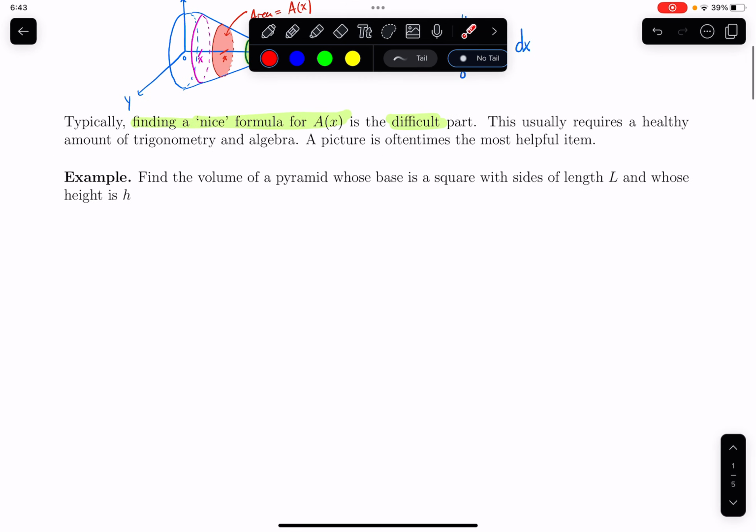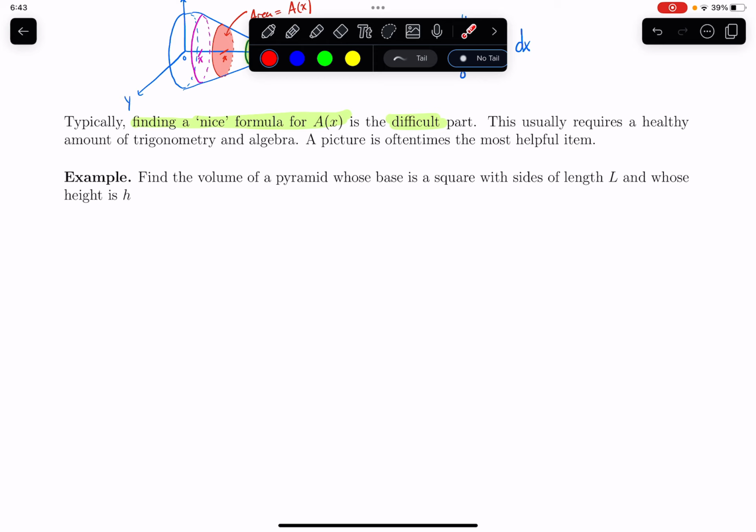Find the volume of a pyramid whose base is a square with side length L and whose height is given by h. This is a question that was asked a long time ago, since ancient Greek antiquity, and now we're going to provide an answer to this using calculus.